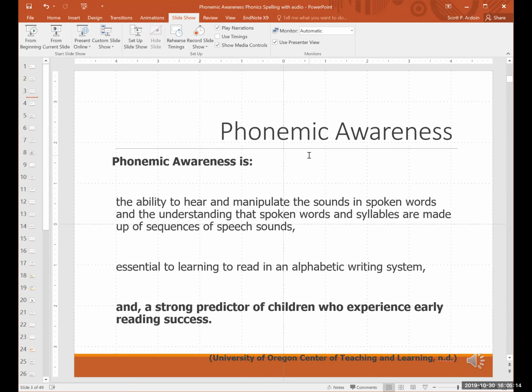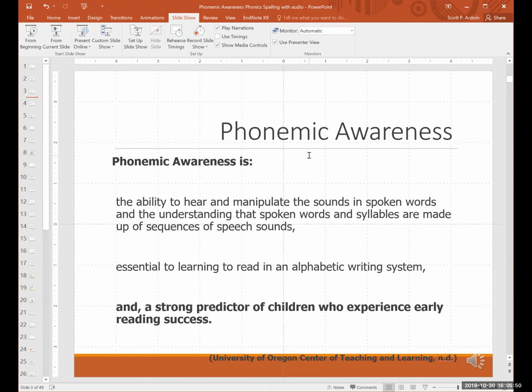Phonemic awareness is the ability to hear and manipulate sound in spoken words and understand that spoken words and syllables are made up of sequences of speech sound. It is essential to learning to read in an alphabetic writing system, and it's a very strong predictor of children who experience early reading success. So if you evaluate an individual's phonemic awareness early on, that is an extremely strong predictor of their later ability to read.